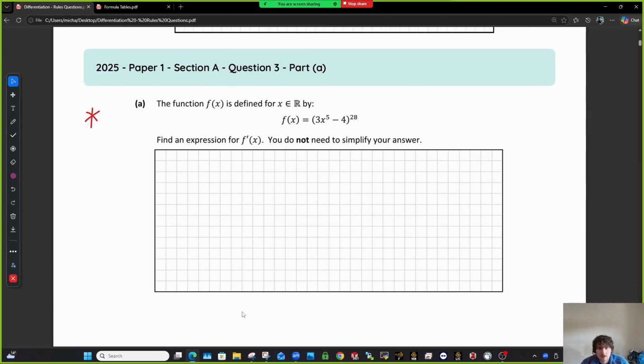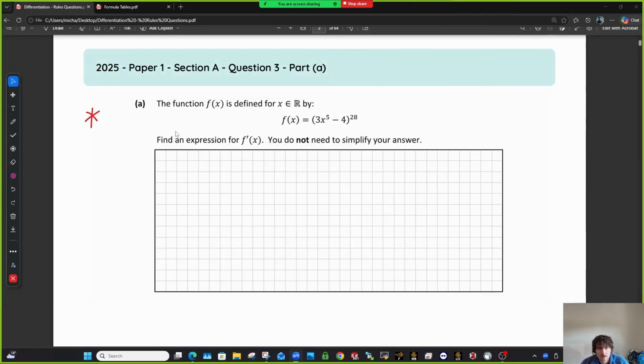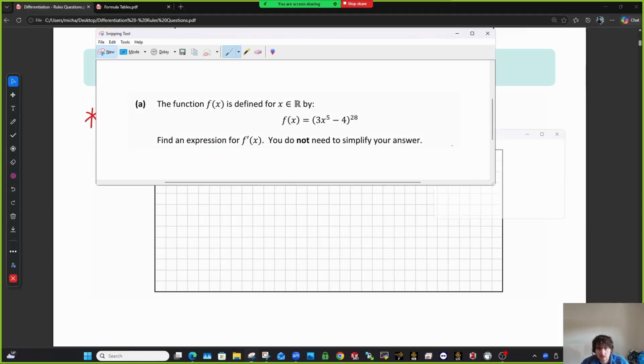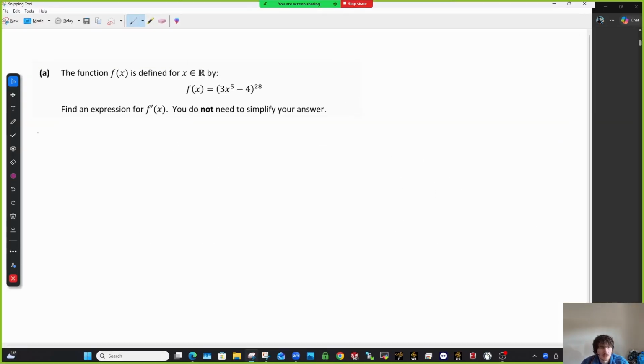Okay, so easy one here. But again, these are things you should know, so I'm doing them just in case people don't know them. So this is nice. They say don't simplify your answer. That's great. We love to see that. Okay. Yeah, so just work out f dash x, easy stuff.